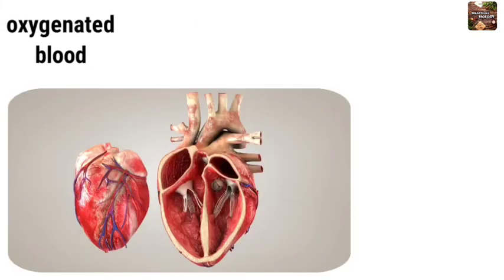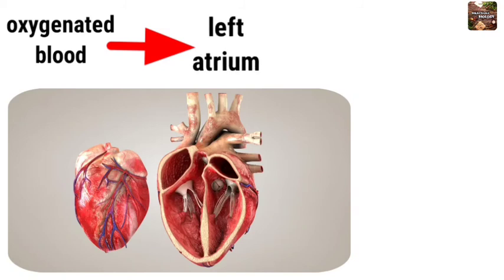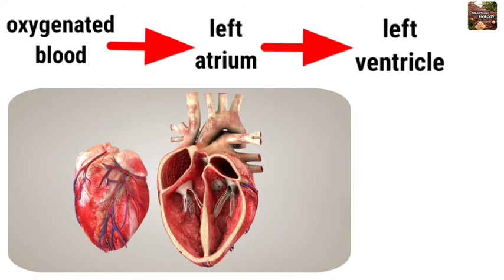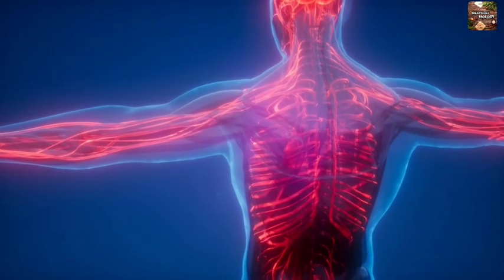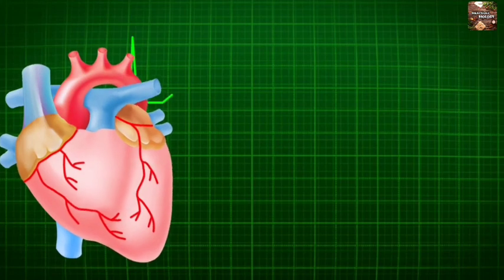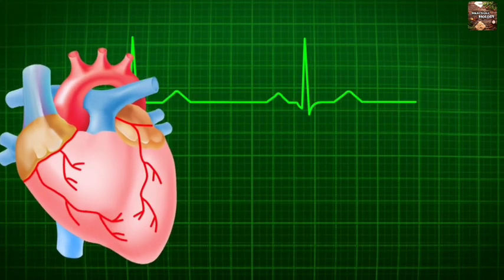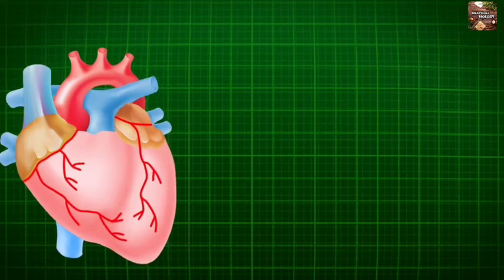Now, the oxygenated blood enters through the pulmonary vein to the left atrium. Now, oxygenated blood flows from the left atrium to the left ventricle through the bicuspid valve. Then, the oxygenated blood leaves the left ventricle to the aorta through the aortic valve. Then, the oxygenated blood spreads all over the body. In this process, the heart functions continuously. Hence, it is a continuous process.